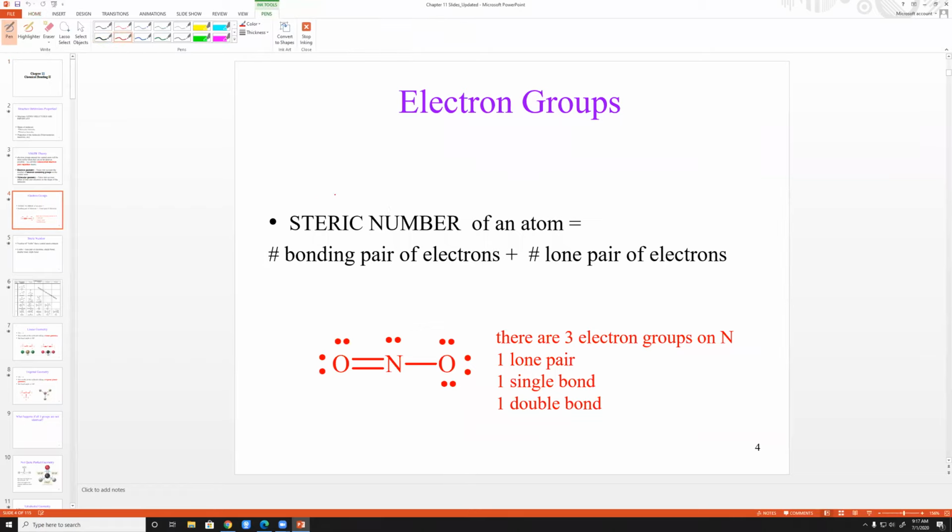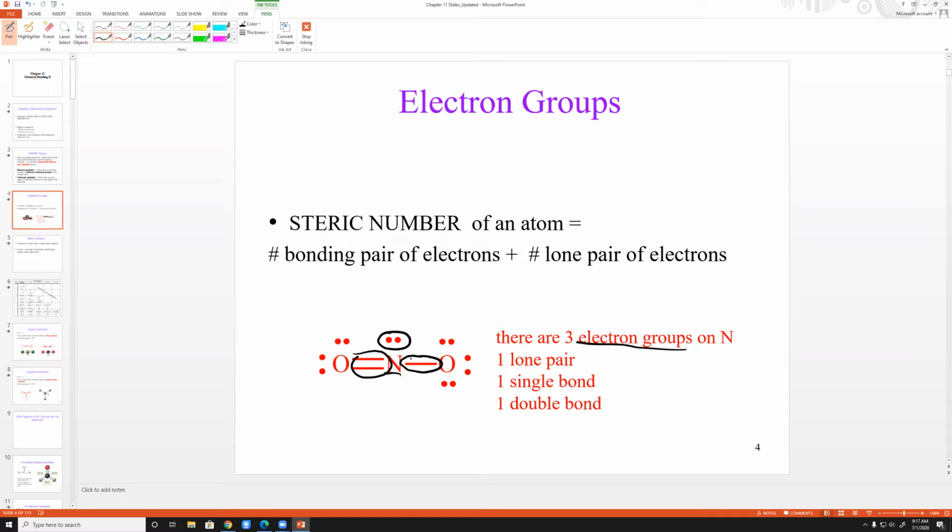All right, cool. So the steric number is basically, I call it the number of limbs coming off of the central atom. So in this molecule, NO2, the central atom is nitrogen. There is one lone pair of electrons, one single bond, and one double bond. Therefore, the steric number is 3. So there are 3 electron groups.